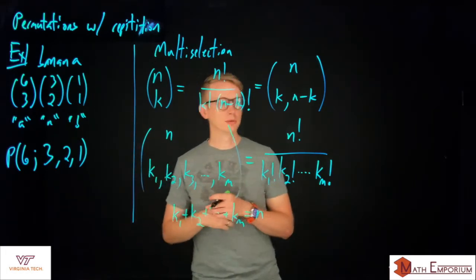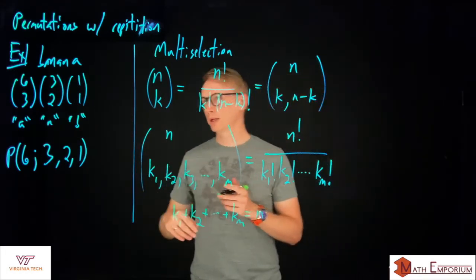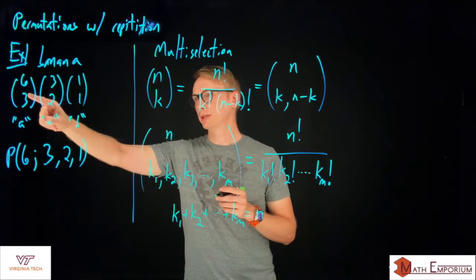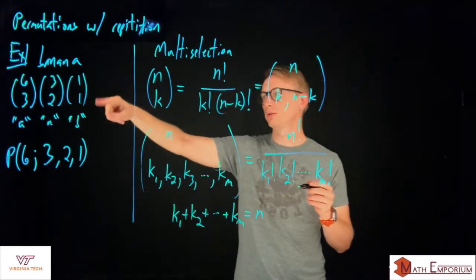All right, so for this one, what's going on? Well, what I want to show is, first of all, let's calculate this. So 6 choose 3, 3 choose 2, 1 choose 1.